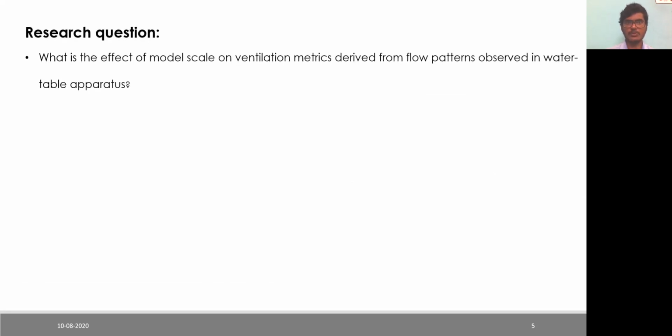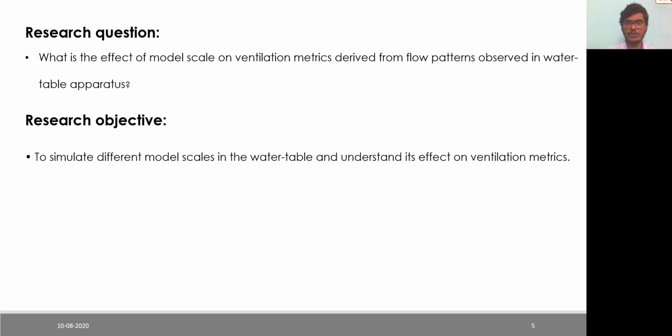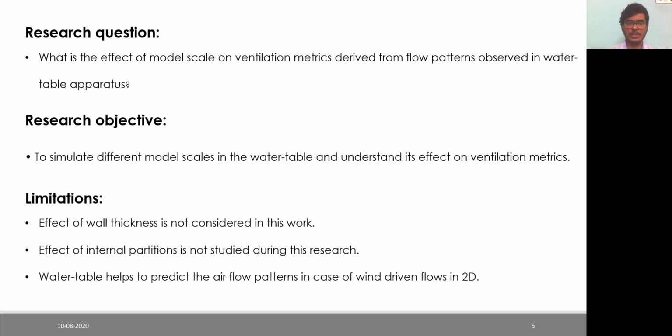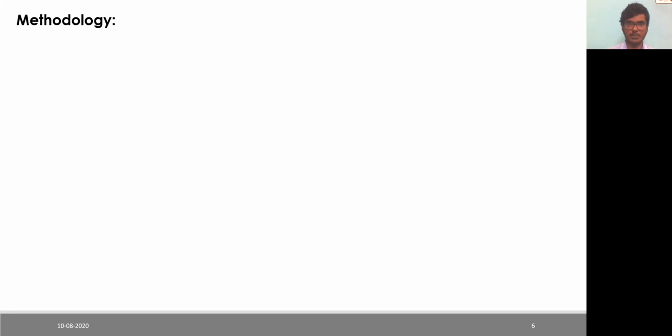So my research question was, what is the effect of model scale on the ventilation metrics using the water table apparatus? And my objective was to simulate different model scales in water table and understand its effect. And as with any research, this research has few limitations, like the effect of wall thickness and internal partitions has not been considered, and water table helps in only prediction of 2D air movement.